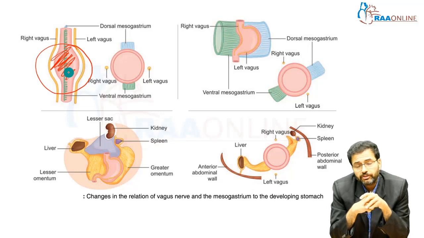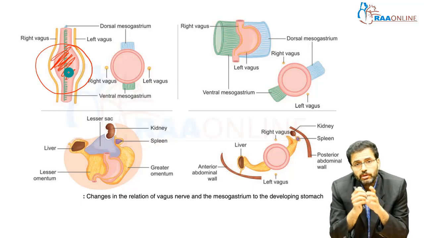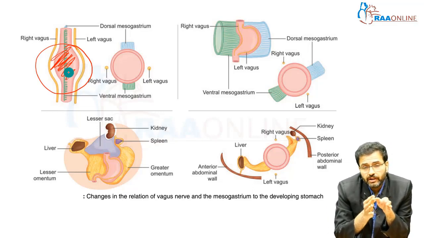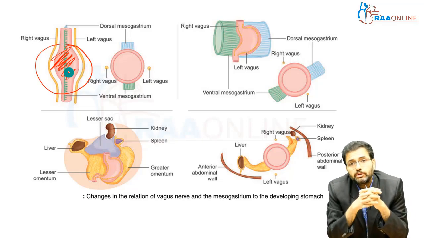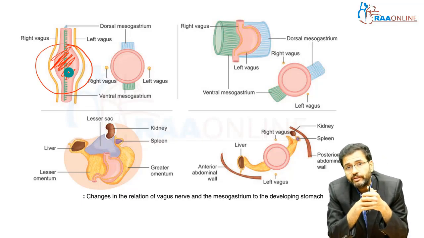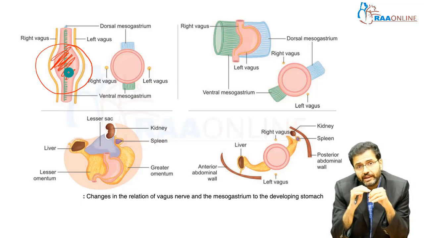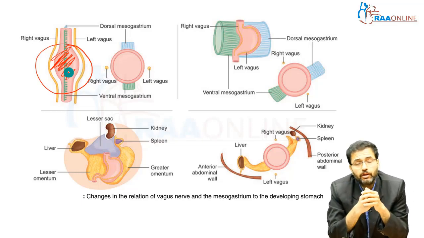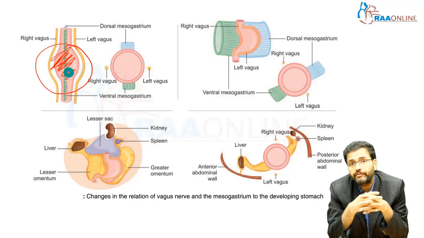The ventral mesogastrium, we all know, is closely related to the liver and the diaphragm. So, the portion of the ventral mesogastrium, which is between the stomach and the liver, forms what is called as the lesser omentum. Okay, whereas the portion between the liver and the diaphragm forms the coronary ligaments and the falciform ligaments.